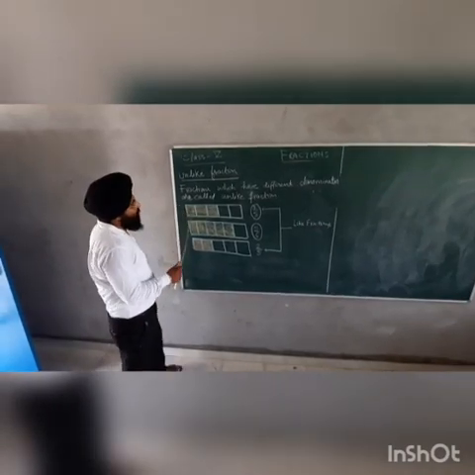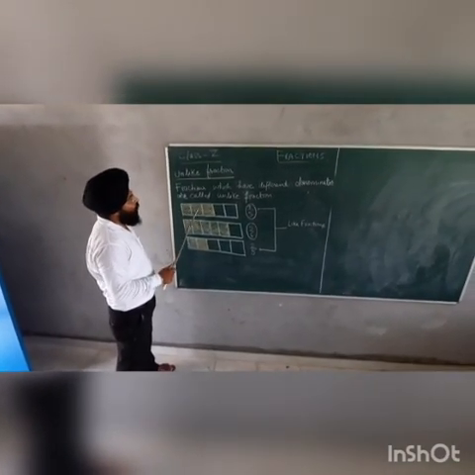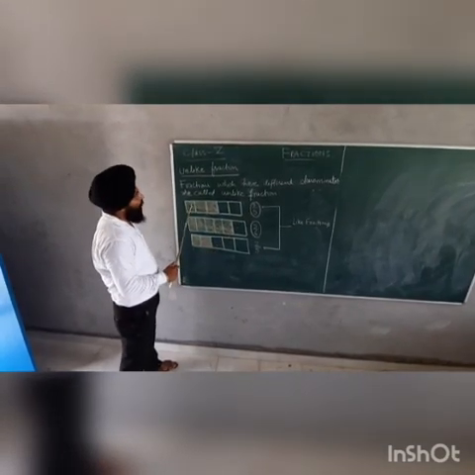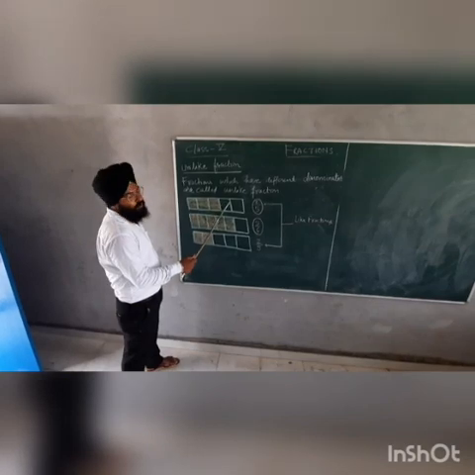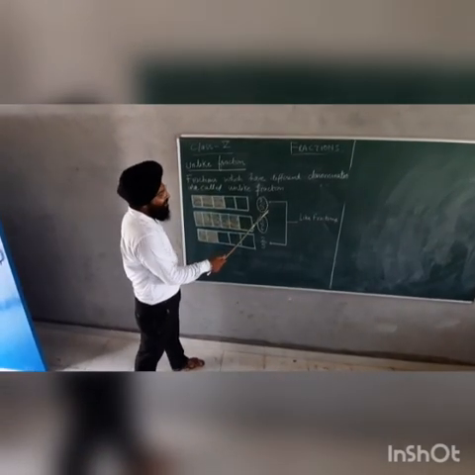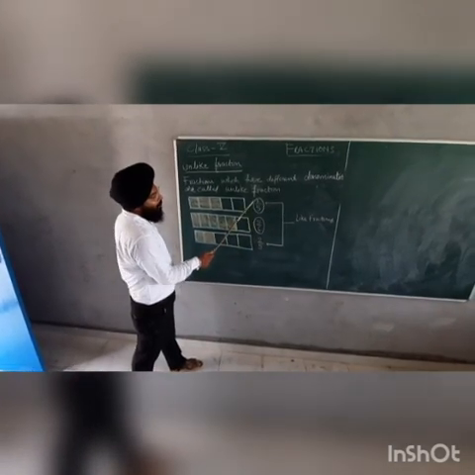Now look at this rectangle. How many boxes are shaded? 1, 2, 3. 3 boxes are shaded out of 1, 2, 3, 4, 5. How many boxes are shaded? 3 boxes are shaded out of 5. So the fraction will be 3 by 5.